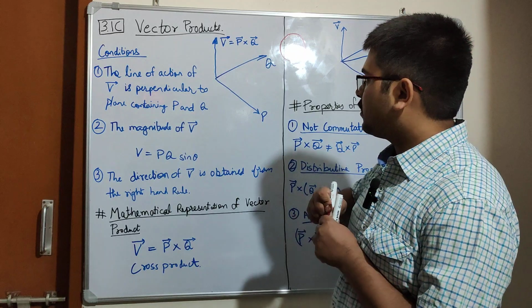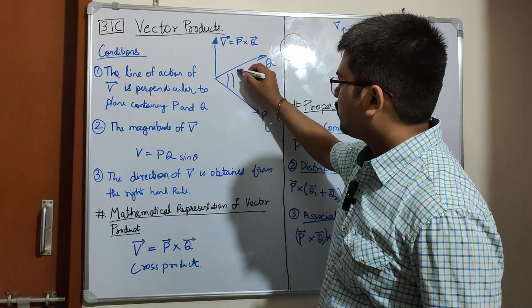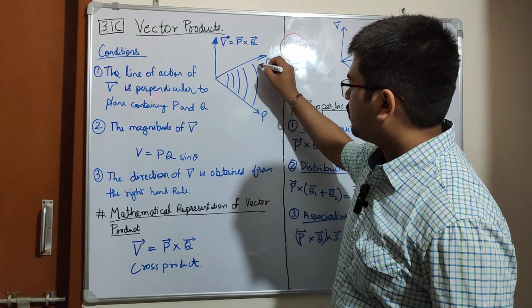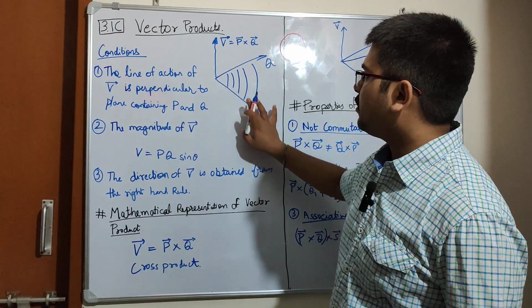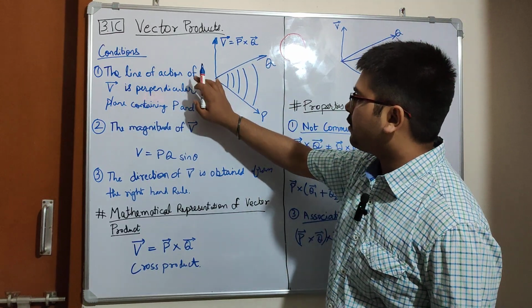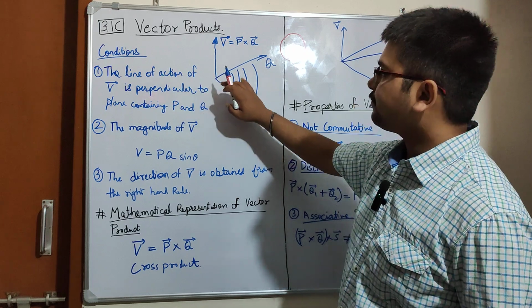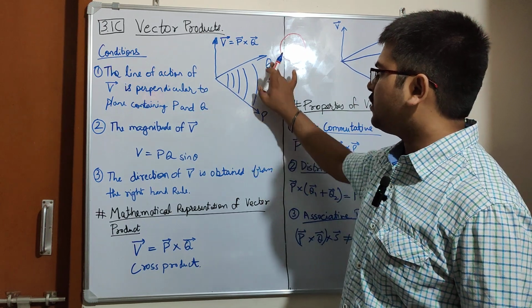This is the plane. This is the plane containing p and q. So the vector v will be perpendicular to the plane containing p and q.